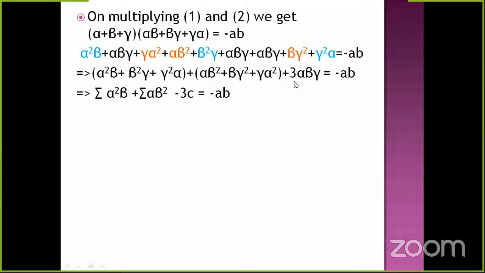Minus 3c. So since the value of alpha beta gamma is minus c, by substitution I will get minus 3c is equal to minus ab. By sending minus 3c to the right side, I will get summation of alpha square beta plus summation of alpha beta square is equal to 3c minus ab. So in the question, they have asked to find out the value of summation of alpha square beta plus summation of alpha beta square. So I got the value as 3c minus ab. Is it clear?